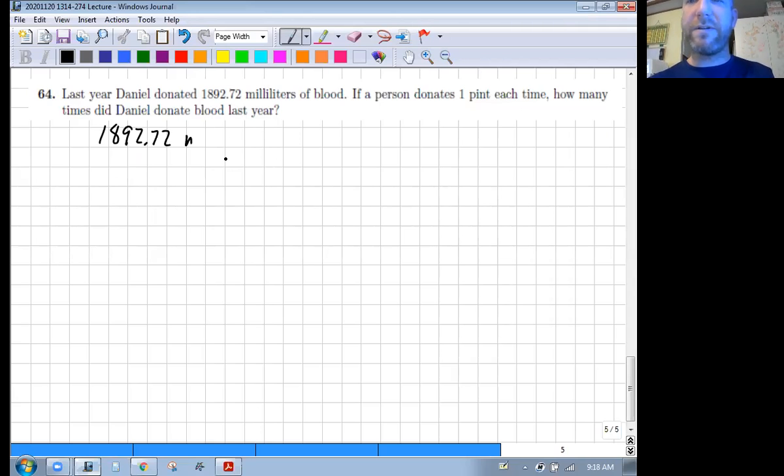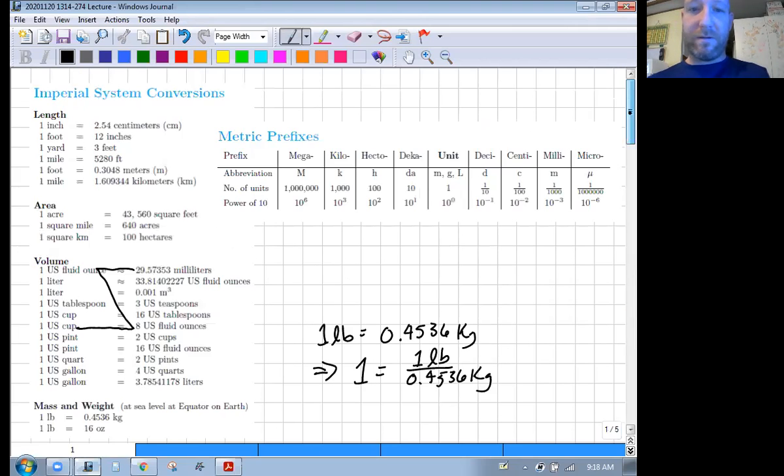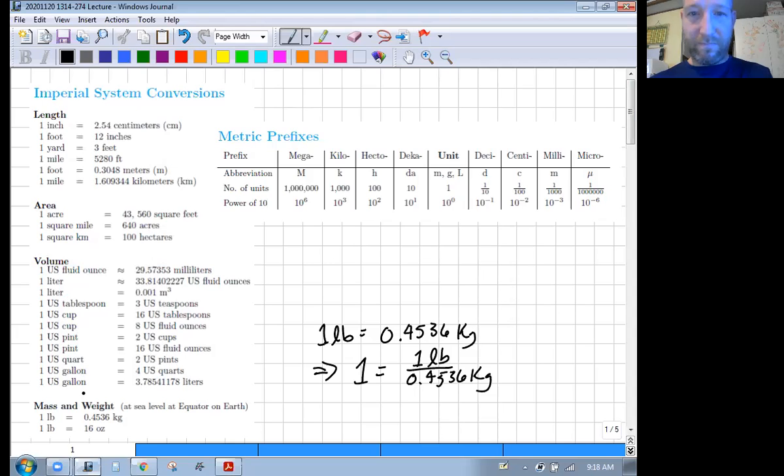Last year, Daniel donated 1,892.72 milliliters of blood. If a person donates 1 pint each time, how many times did he donate last year? All right, well, let's convert these milliliters to pints. Well, we have pints to fluid ounces, and then fluid ounces to milliliters.